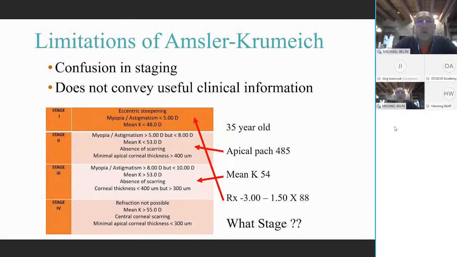So what are the limitations of Amsler-Krumeich? First, it's outdated. It doesn't recognize early disease. But also, let's look at this example. This is a 35-year-old. The apical pachymetry is 485, which would put it at stage 2. The mean K is 54, which would put it at stage 3. And the refraction is -3, -1.50, axis 88, which would put it at stage 1.